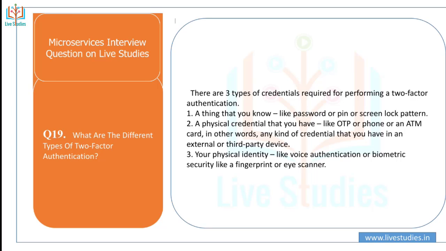Move to another question. What are the different types of two-factor authentication? There are three types of credentials essential for performing two-factor authentication. The first is something you know, like a password, PIN, or screen lock pattern. The second is a physical item that you have, like an OTP phone or ATM card; in other words, any kind of credential on an external or third-party device. The third is your physical identity, like voice authentication or biometric security such as a fingerprint or eye scan.